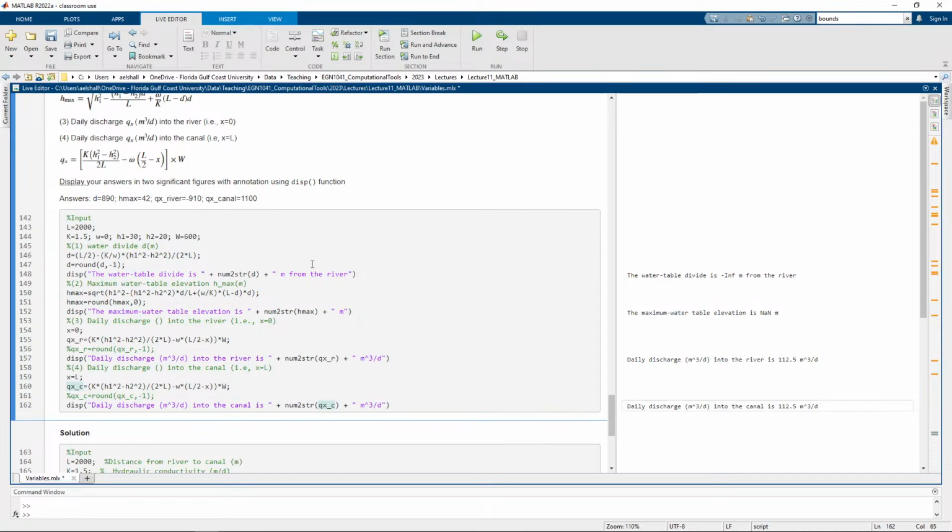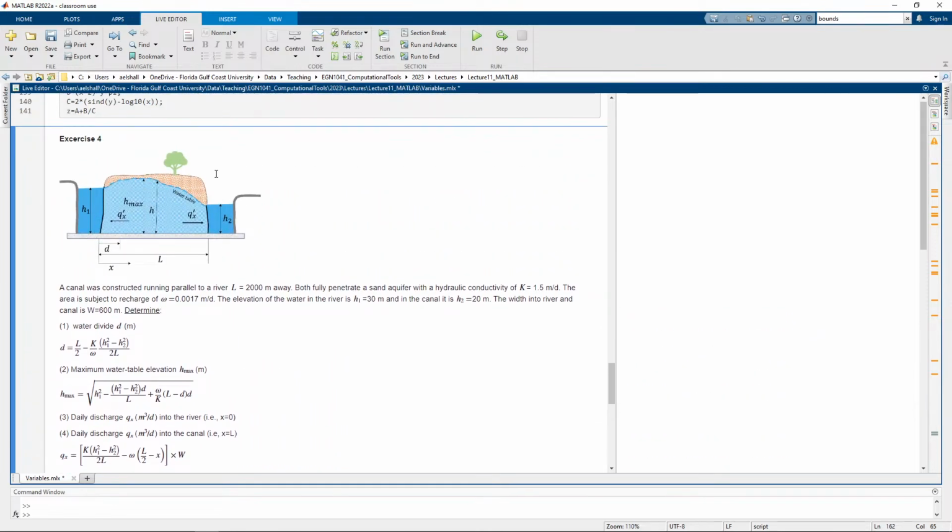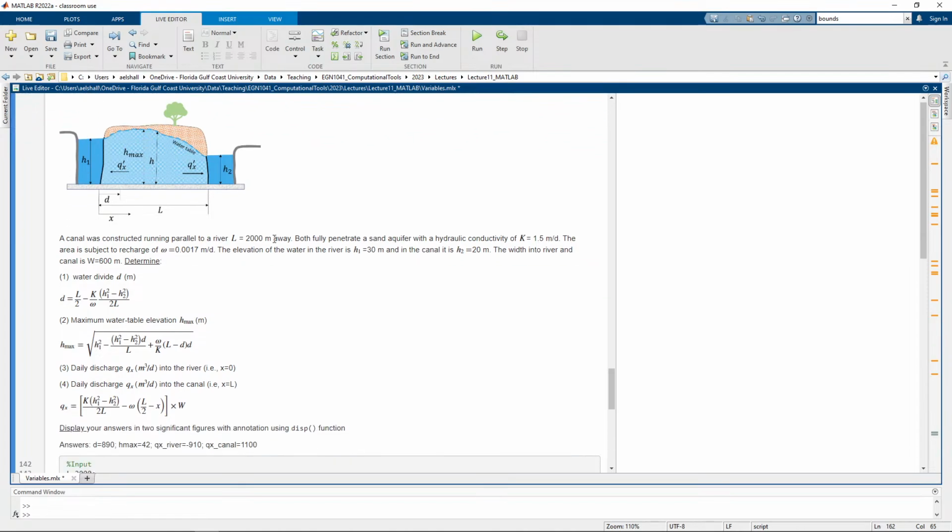So you can test all these cases simply by changing values. What if the head here changed? What if the width changed? What if I have less hydraulic conductivity? What if I have more hydraulic conductivity? This is a little toy that you can play with to understand the physics and what's happening here.